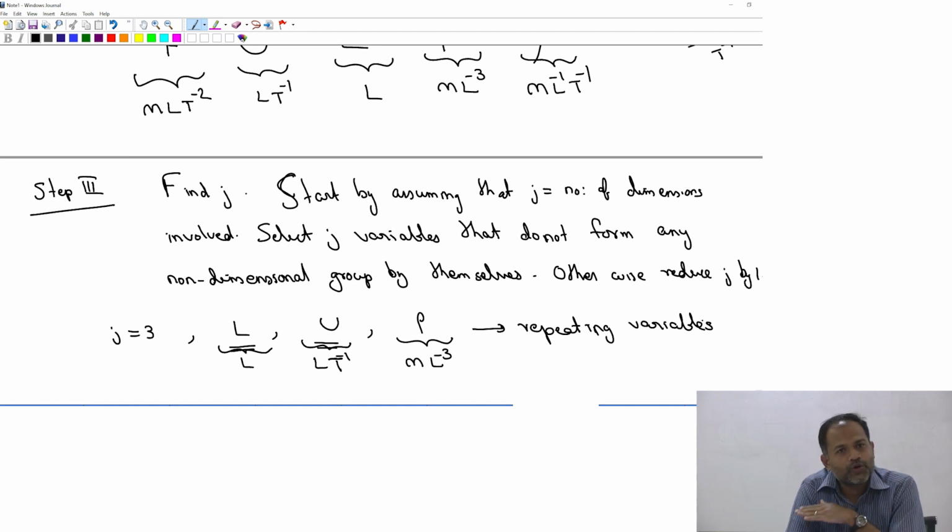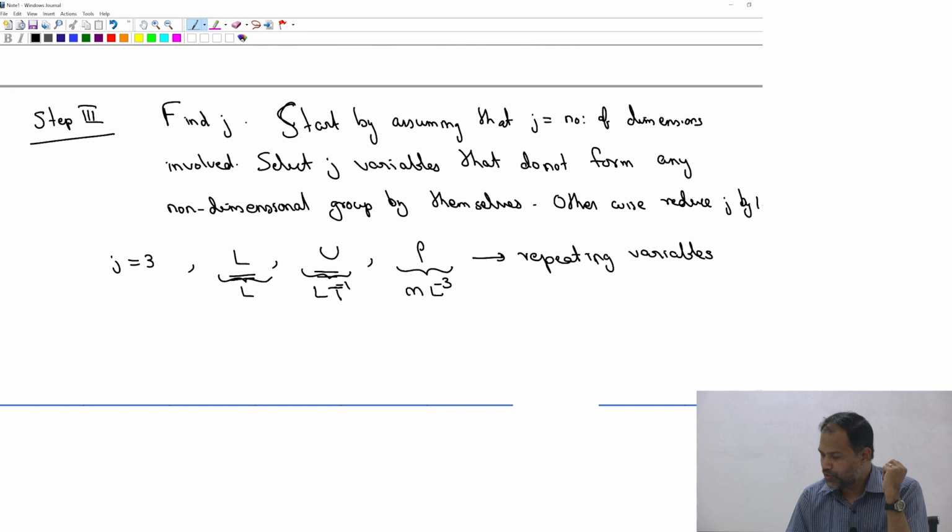For example, say we have selected 3 and we are not able to find 3 variables which are not forming a non-dimensional group, then we should reduce it. We should reduce the value of j by 1, which basically says instead of looking for 3 variables, select 2 variables as the repeating variables and proceed. Is that clear? Okay. So we have got L, U, rho.